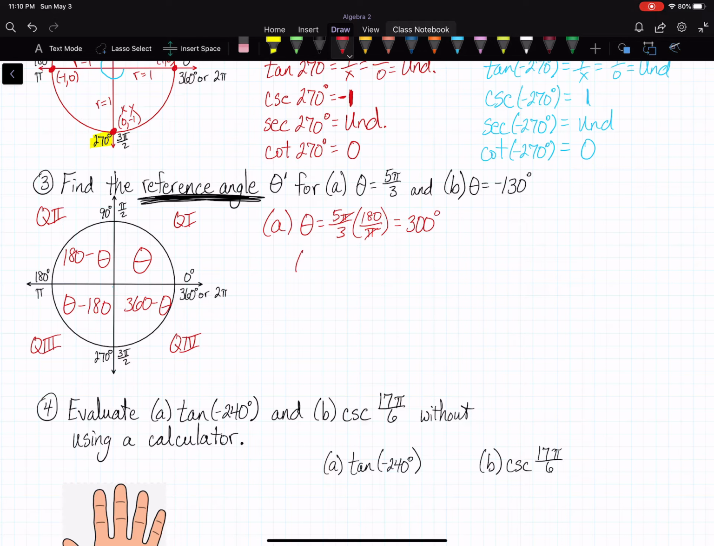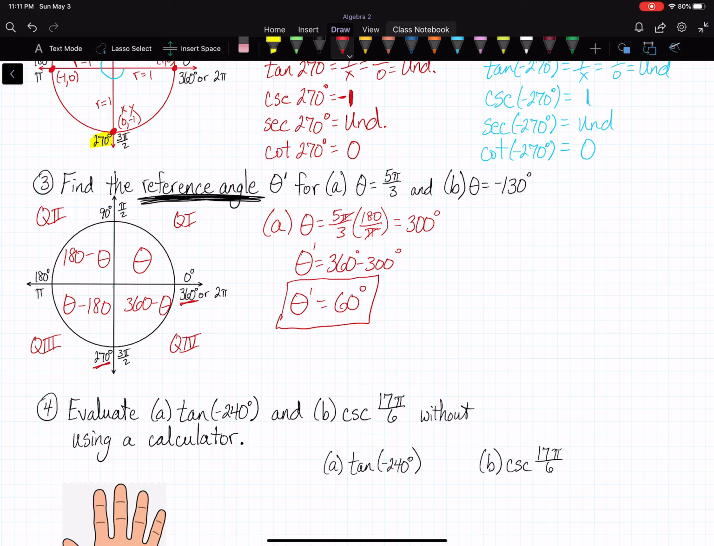Okay, so in this case, we're already between 0 and 360. So the angle needs to be between 0 and 360. And once you figure out what quadrant it's in, 300 would be in quadrant 4. Okay, 270's right here, 360's right here. So 300 is in quadrant 4. So basically you just plug it in and say 360 minus 300. And so my reference angle will be 60 degrees. Okay? That's all there is to it.